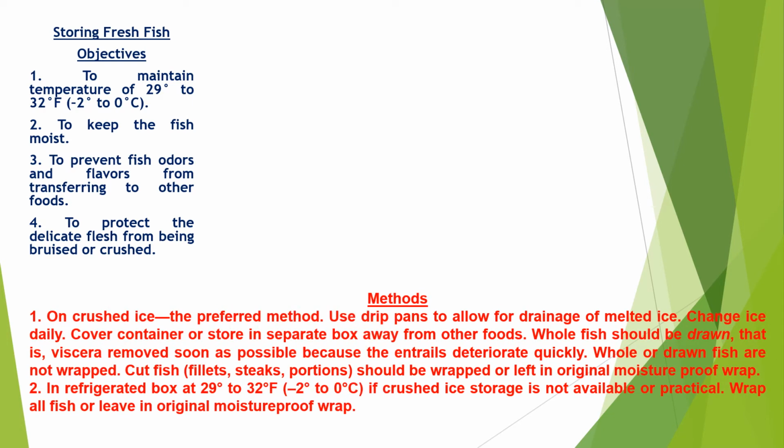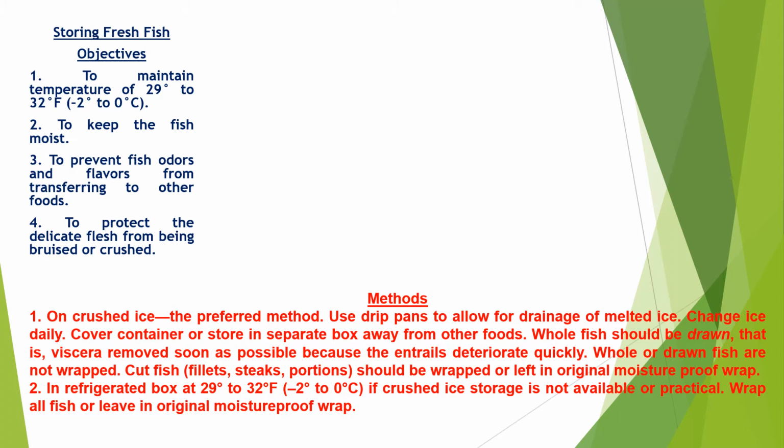So what are the methods of storing fish? There are two main methods. The first one is on crushed ice, and the second one is in a refrigerated box at 29 to 32 degrees Fahrenheit, which is the same as -2 to 0 degrees Celsius.